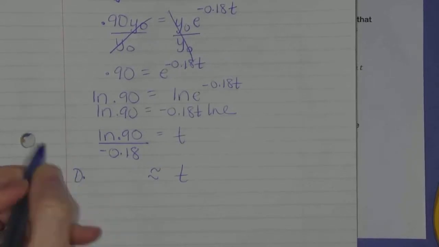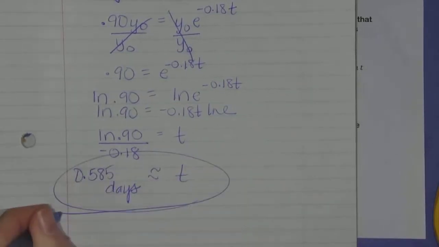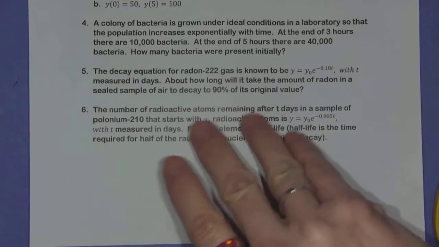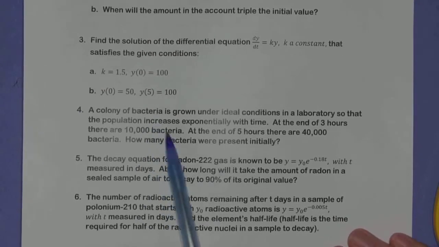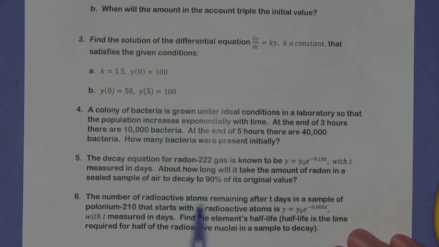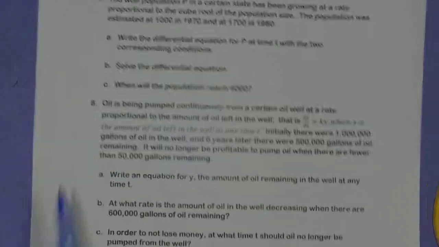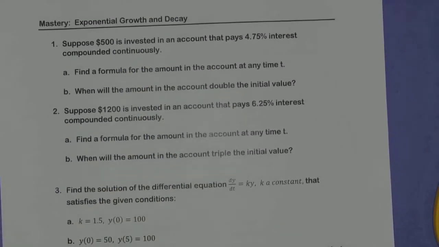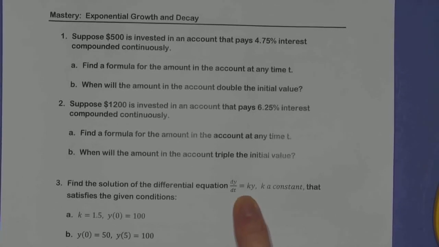So 0.585 days, final answer. So you just have to read. There's going to be different types of problems that you're going to be working through. Some of them have to do with money. This one, number 4, bacteria. We just did radon. Here we have radioactive atoms, a wolf population, and oil. So there's lots of different scenarios for this model, but just work your way through it and keep your mind on the law of exponential change and, of course, this formula dy/dt equals ky, and you should be good to go.